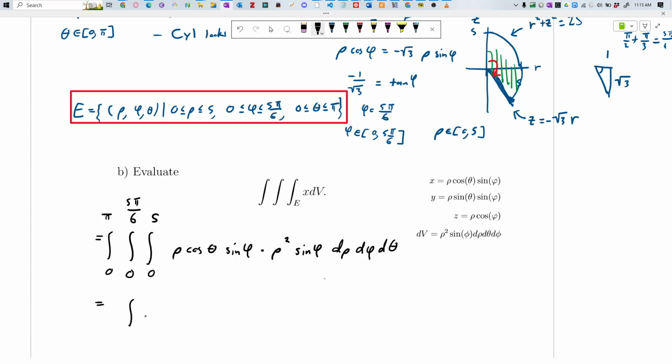So collecting the terms together, we get rho cubed d rho ranging from 0 to 5, multiplied by the phi part. We have a phi squared. Oh, okay, that's a little bit bothersome. D phi, phi ranging from 0 to 5 pi over 6. And theta, there is a theta in here. It's cosine of theta d theta, theta ranging from 0 to pi.